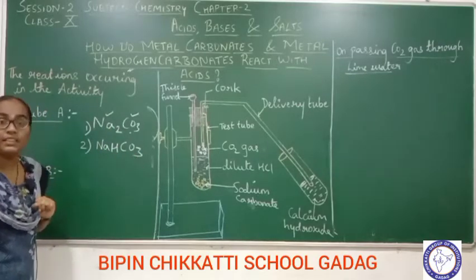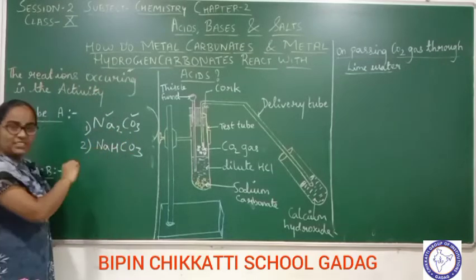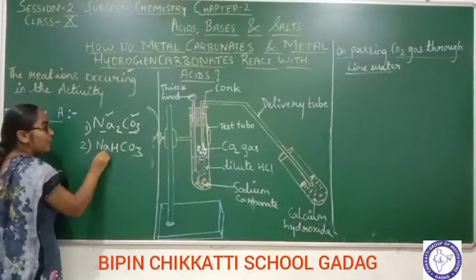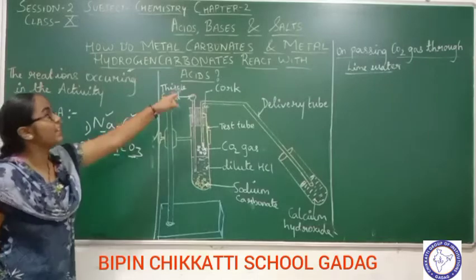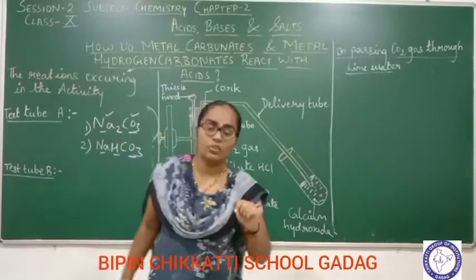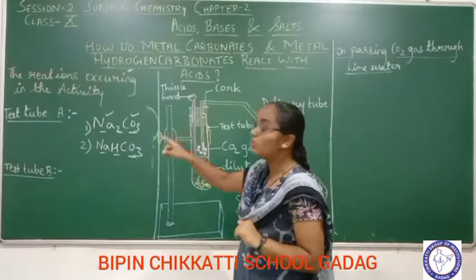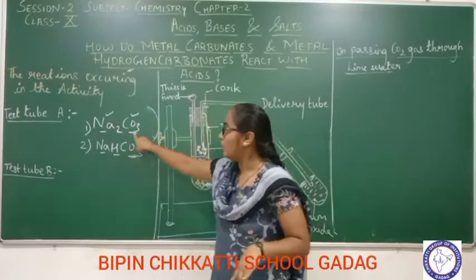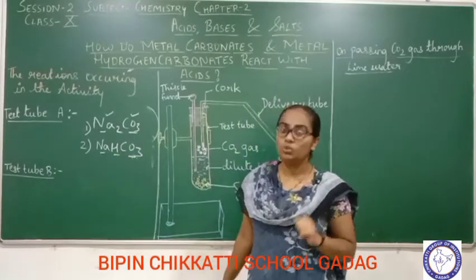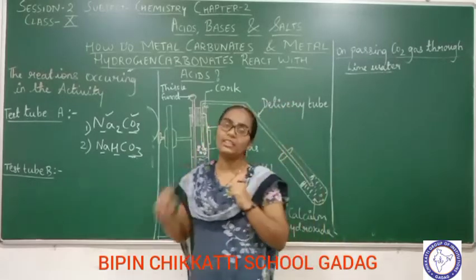So what is the question over there? I repeat once again: how do metal carbonate and metal hydrogen carbonate react with acid? The acid will be dilute hydrochloric acid. We are going to consider dilute hydrochloric acid. So how will this metal carbonate and metal hydrogen carbonate react with acid? That is the question over here. This question has to be answered by taking one experimental setup, or by doing one activity.